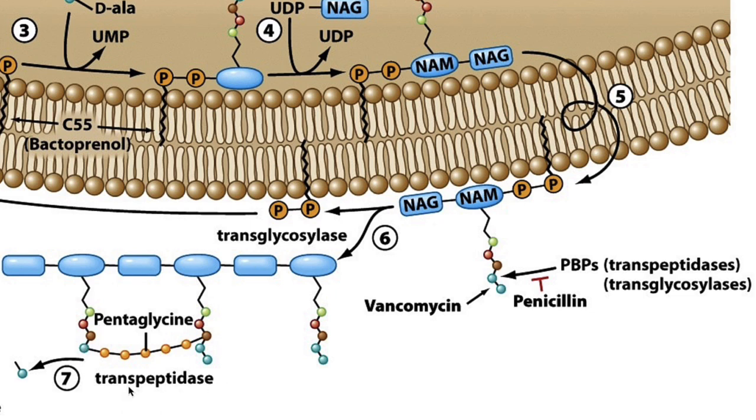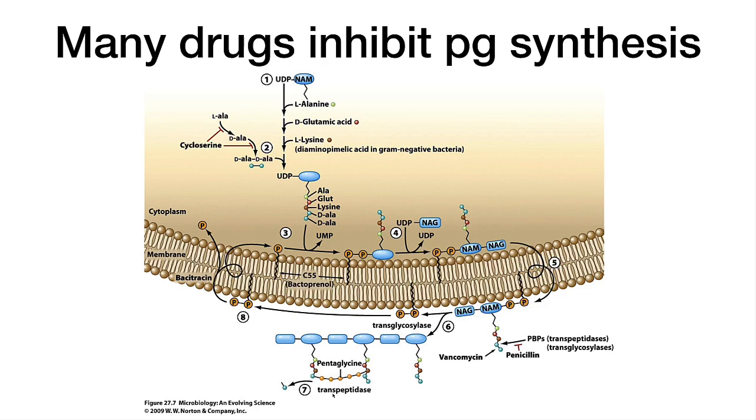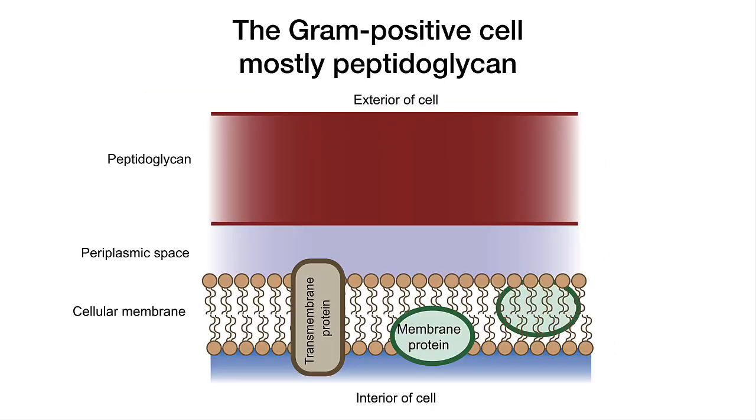Vancomycin also blocks the linking of these peptide interbridges, but in a different way. It forms a cap on top of the peptide interbridge so that the enzyme can't get to it and link them together. We now move on to quickly describe the two cell wall types. Gram-positive cells simply have a thick layer of peptidoglycan outside their cellular membrane. And that's it. It's just this thick layer of peptidoglycan, and you can see that here.